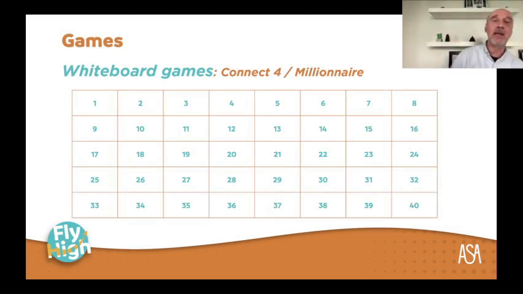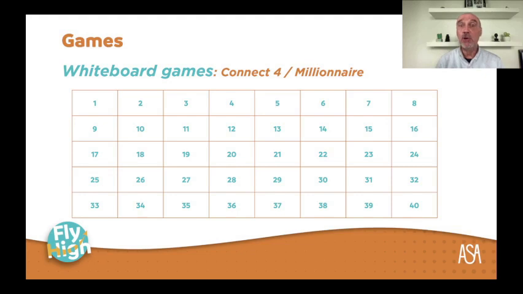And of course, we can play games with grammar. Just a couple of exercises or a couple of examples here. We're going to look at how to play Connect 4 and the Who Wants to Be a Millionaire style game using grammar. To play Connect 4, you will need a grid on the board. As you can see on the screen here, a grid showing the numbers 1 to 40.